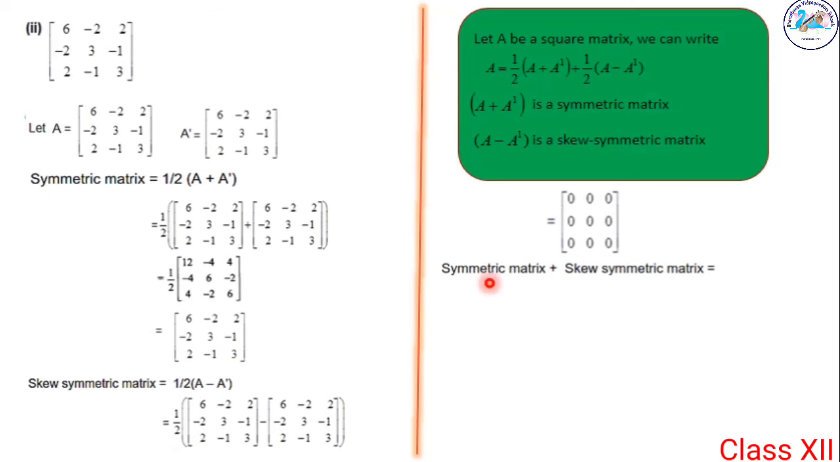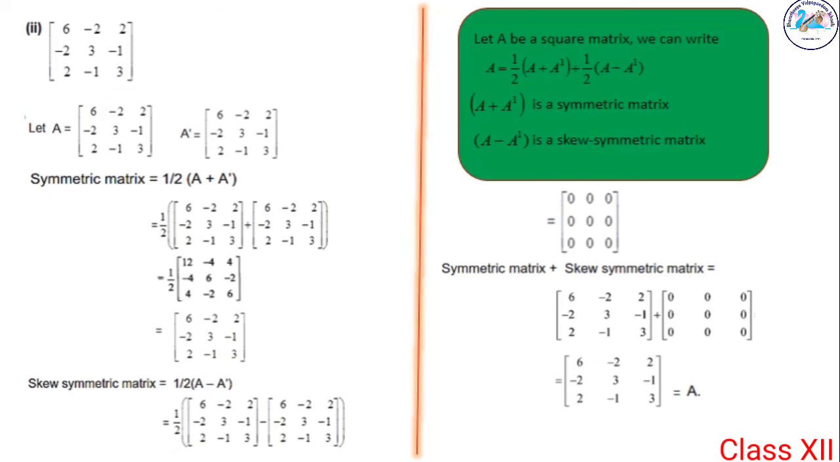You have to add the symmetric matrix and the skew symmetric matrix. Just add it. The symmetric matrix is here, skew symmetric is here. When you add it, you will get the answer 6, minus 2, 2, minus 2, 3, minus 1, 2, minus 1, 3. That is our given matrix, that is A.